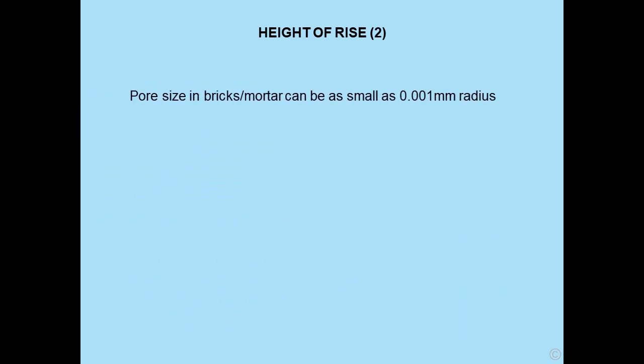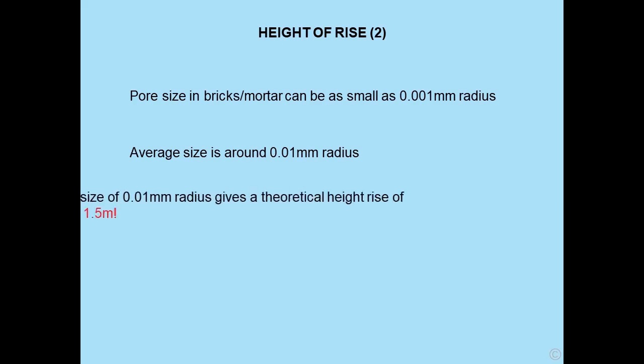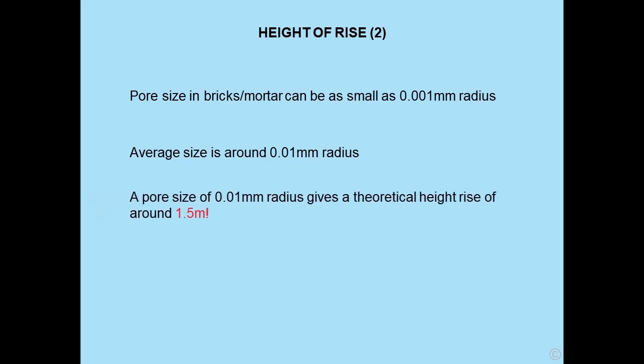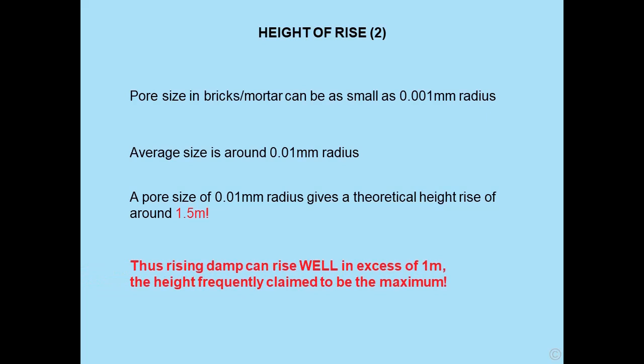Height of rise continuing. Pore size in bricks and mortar can be as small as 1/1000th of a millimetre in radius. Average 0.1 millimetre. Pore size of that size gives us a theoretical height of rise of around 1.5 metres. Thus, rising damp can rise well in excess of 1 metre, a height frequently claimed to be the maximum. Indeed, the highest level I've come across by profiling gravimetric methods was 2.5 metres.